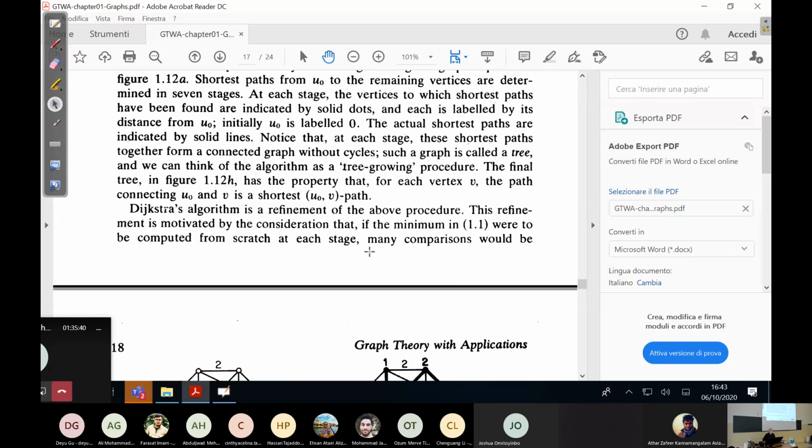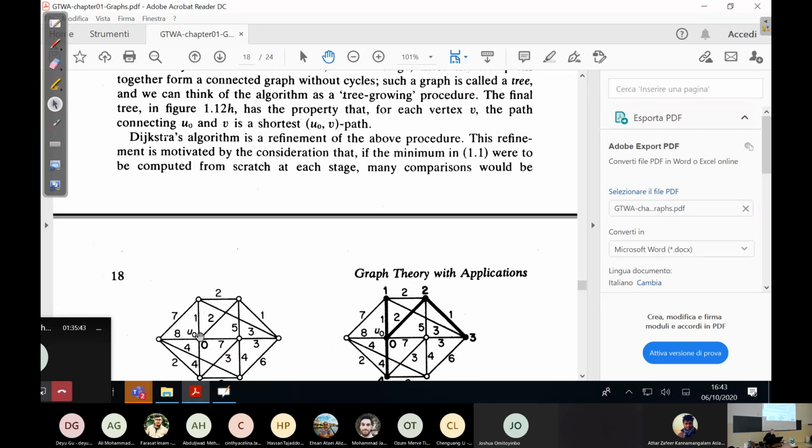Okay, so we start from our U0 and we put there the distance from U0 to itself, which is 0. Now you start by looking at the neighbors of U0. These are the weights which are already there. So we have a 1 here, an 8 here, a 4 here, a 2 here, a 7 here.